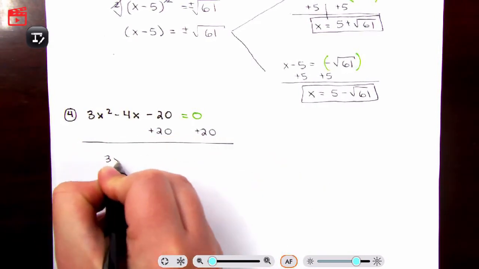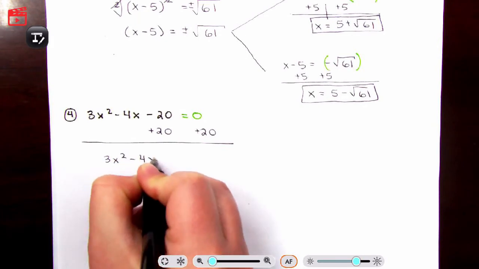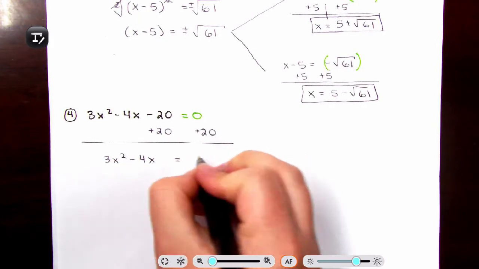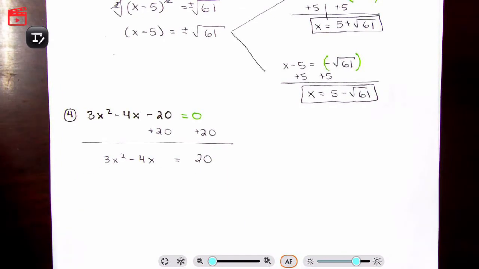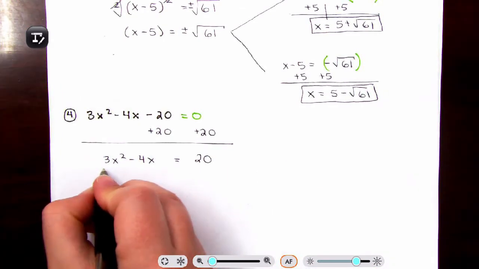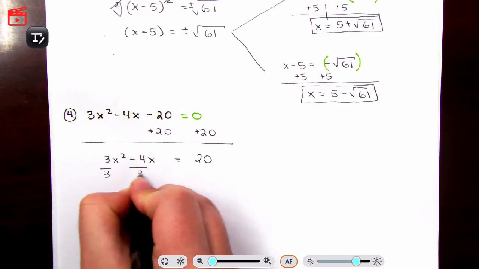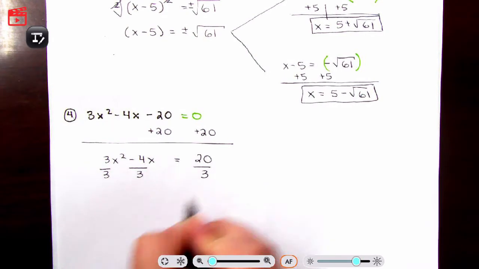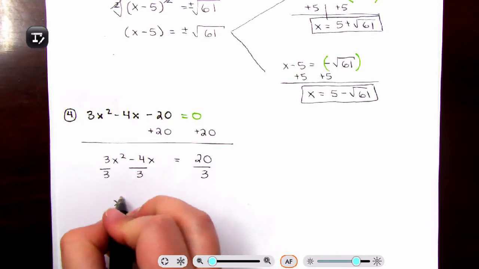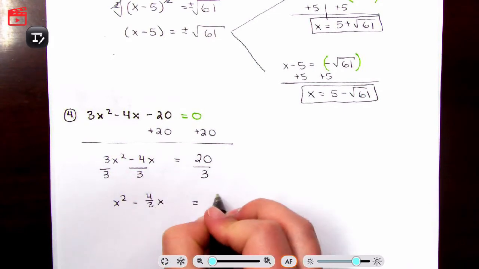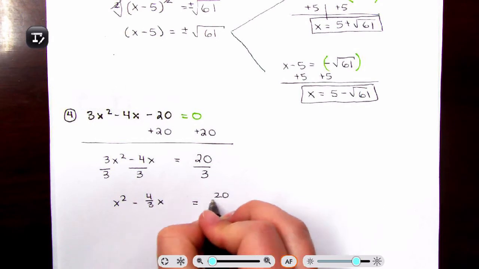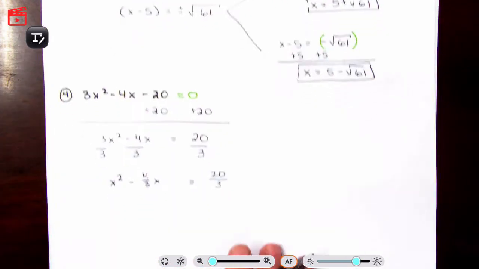I have 3x squared minus 4x is equal to 20. Now this one again, it looks like it will give us a fraction. That's okay. We're going to divide by the leading coefficient. So I have x squared minus 4/3 x, that's equal to 20 divided by 3. Cannot be simplified, so I'm going to keep it as 20 divided by 3.